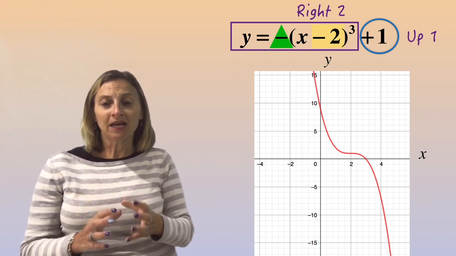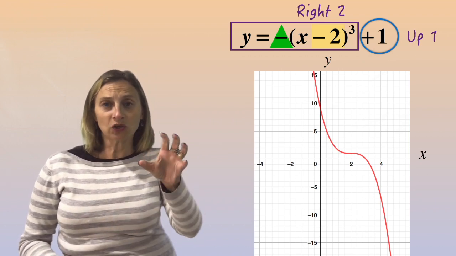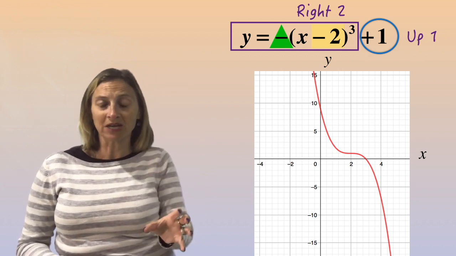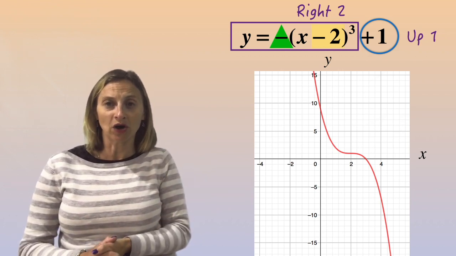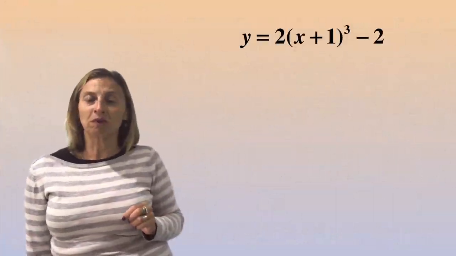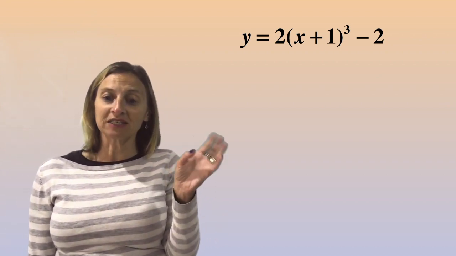Try to split it up and keep everything simple. Draw your x cubed plus or minus x cubed, move it to the right, move it up or down. Don't try to do everything in one go. Split it up and do it bit by bit. Y equals 2 bracket x plus 1 all cubed minus 2. Remember that the number at the front just makes the whole thing steeper.